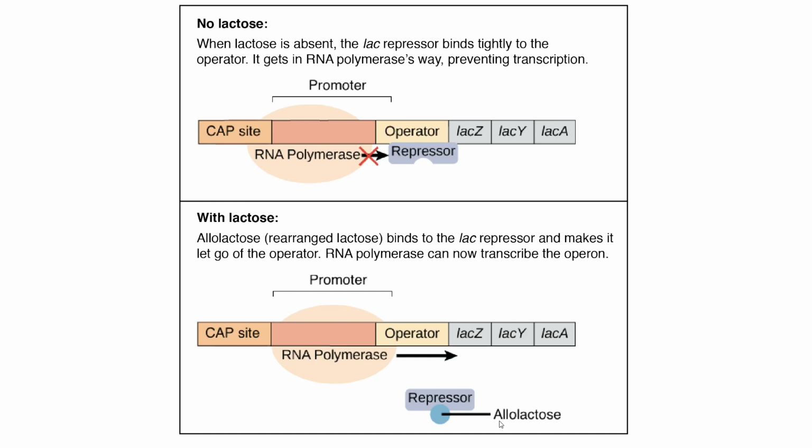When lactose is available, some molecules will be converted to allolactose inside the cell. Allolactose binds to the Lac repressor and makes it change shape so it can no longer bind to DNA. Allolactose is an example of an inducer, a small molecule that triggers expression of a gene or operon. The Lac operon is considered an inducible operon because it is usually turned off or repressed, but can be turned on in the presence of the inducer allolactose.